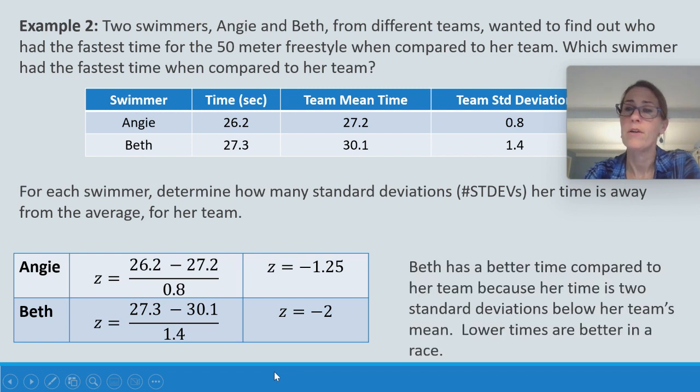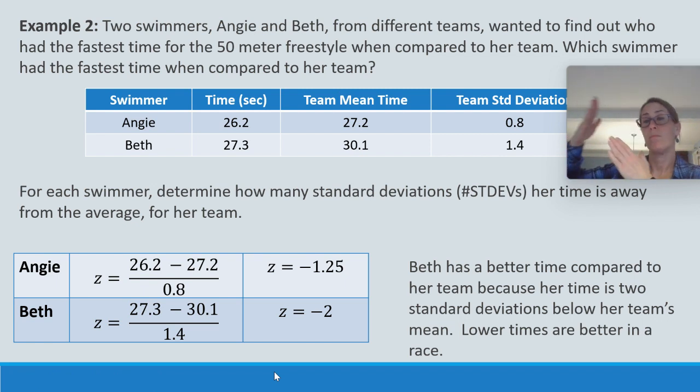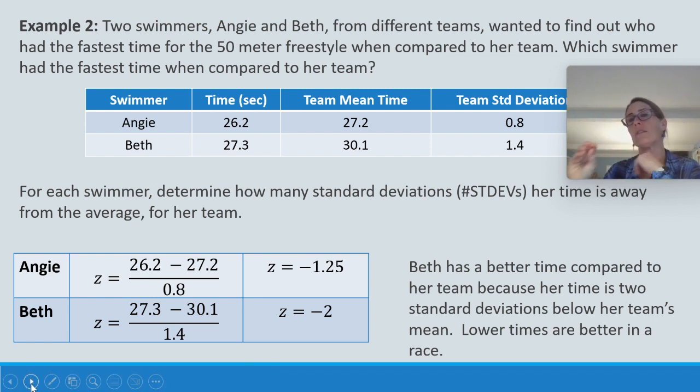So Beth has a better time compared to her team because her time is 2 standard deviations below her team's mean, and lower times are better in a race. So in the GPA, you don't want to be more below your mean, but for swim times, race times, you do. So Beth has the better time compared to her team's mean time. That's what it means when you're comparing z-scores. You're comparing them to those separate means and sample sets.